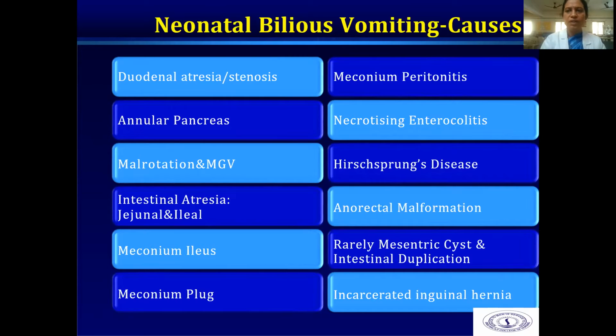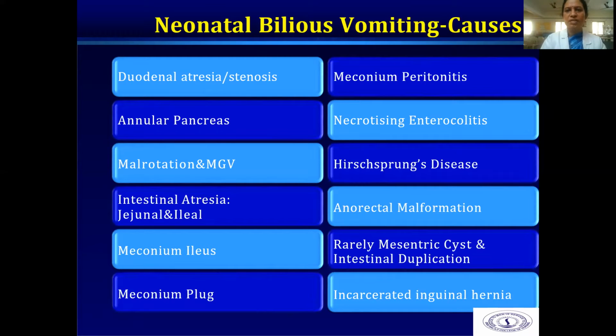Hirschsprung disease, a very well-known disease, that is absence of ganglionic cells in the colon leads to Hirschsprung disease, where the child suffers from abdominal distension, inability to pass meconium, and shock syndrome thereafter. Anorectal malformations, rarely mesenteric cyst and intestinal duplication, incarcerated inguinal hernia. So these are the various causes leading to neonatal bilious vomiting.